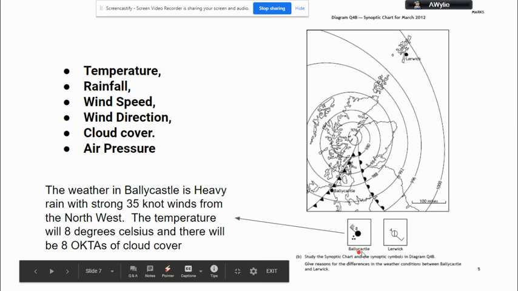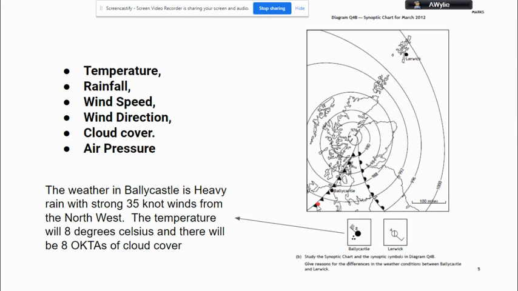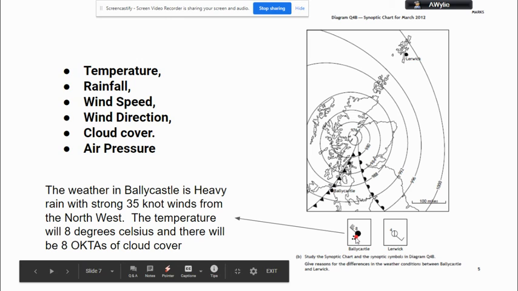Why are there 8 octas of cloud cover? Well, that is determined by the cold front which is arriving, which brings with it cumulonimbus clouds. Now that we've established the weather in Ballycastle and why we have that weather, and we've looked at the temperature, the rainfall, the wind speed, the wind direction, and the cloud cover, and we've linked that to the air pressure, all of those things, let's just contrast it with Lerwick.